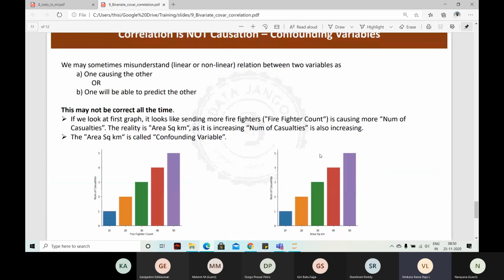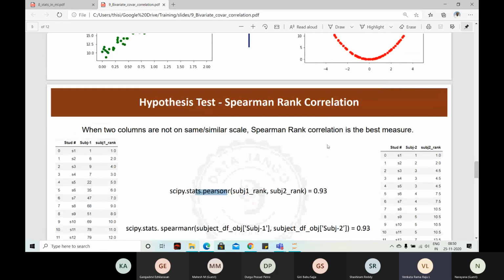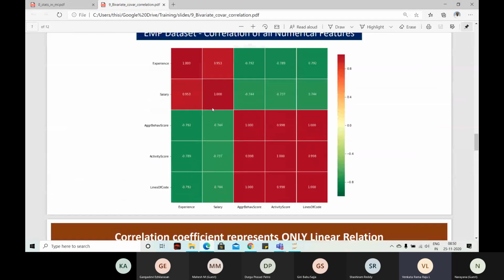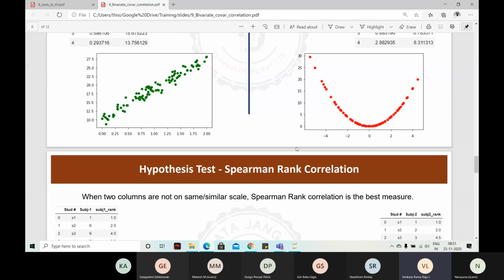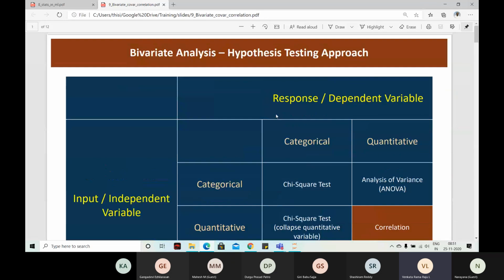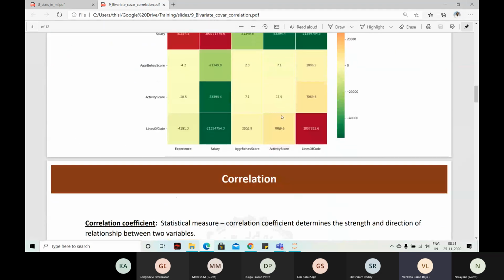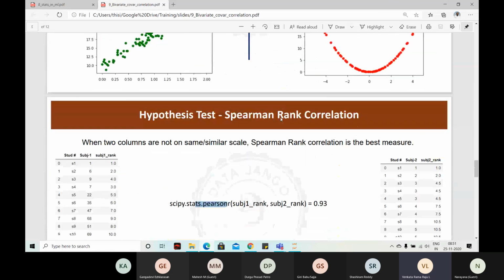I'll show that example tomorrow, and there is more to know about correlation. Correlation is not always causation. When you see a high correlation number, that may not be right. If you see a low number, that may not be right either. We'll see when, and how to find out, by looking at visualization. This topic itself is altogether different, because I took a lot of time in recapping, so I couldn't go much into correlation. We start with the correlation coefficient and cover all these other things.